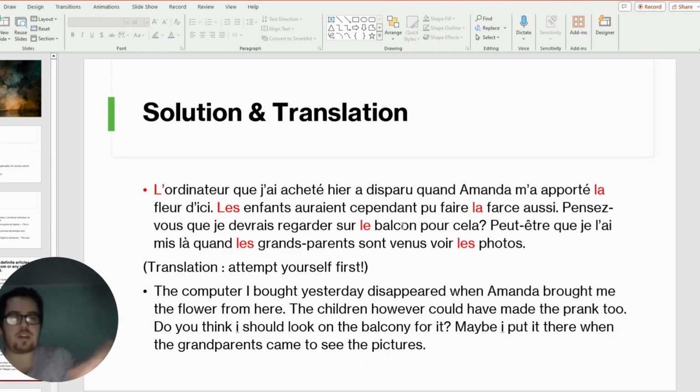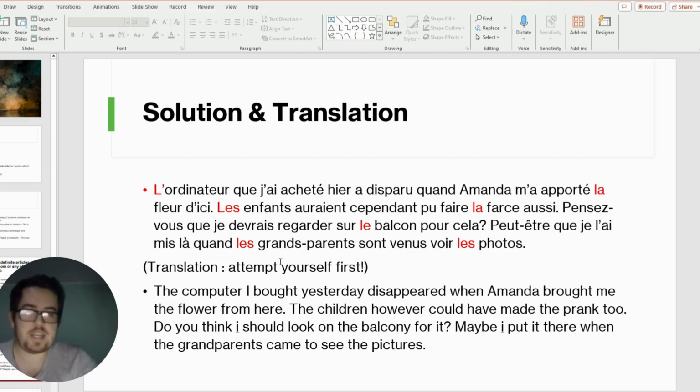Then we have pensez-vous que je devrais regarder sur un balcon? Now, as a general rule, most of the words that end in R and generally in consonants are going to be masculine. So you'd use le in this case as a definite article. Sur le balcon, pour cela.